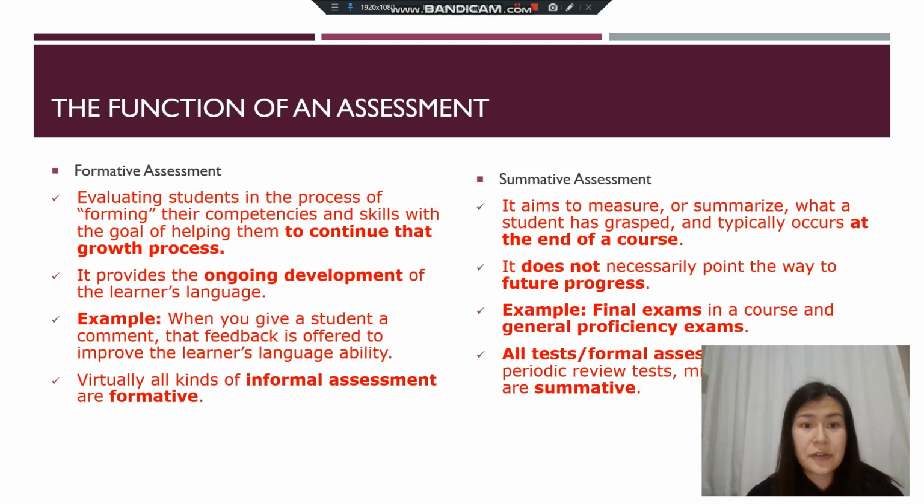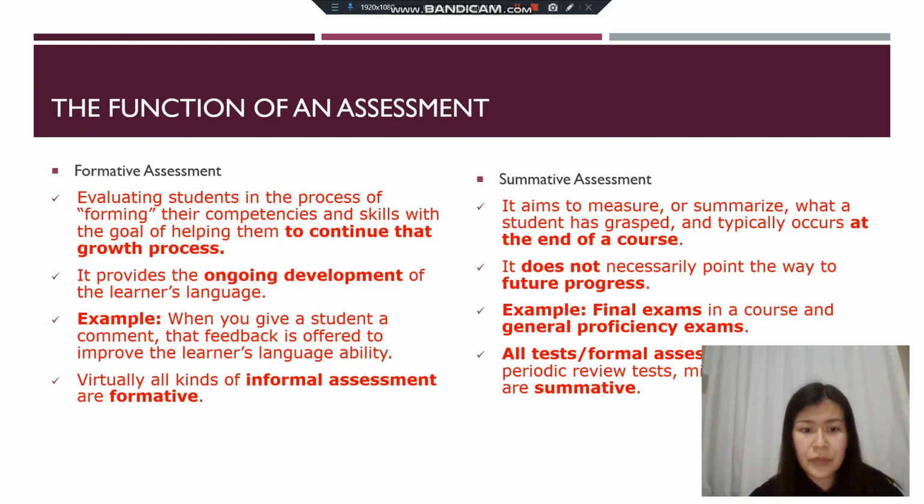Lastly, let's look at the function of an assessment. There are two functions of an assessment: formative and summative assessment. Formative assessment means evaluating students in the process of forming their competences and skills with the goal of helping them to continue that growth process. It provides the ongoing development of the learner's language.